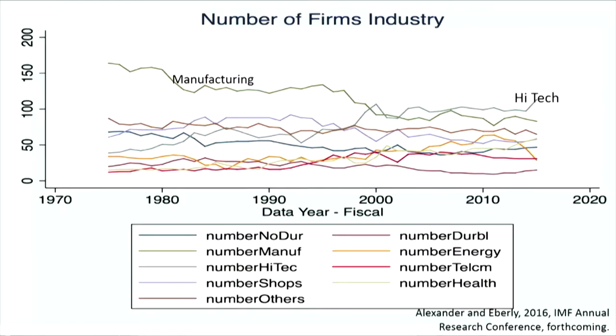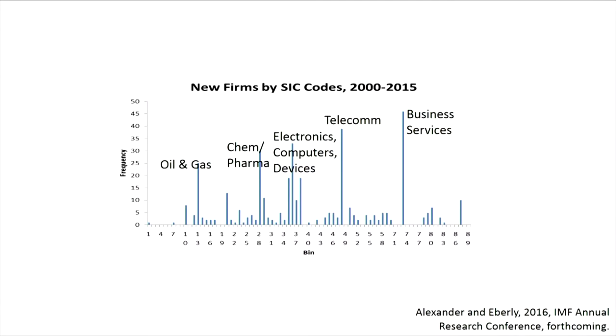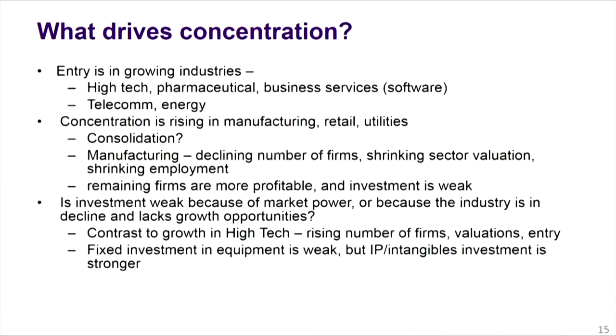You see similar patterns in the number of firms, so it's not only the firm value where you have the shrinkage and consolidation, but also in the number of firms, which you would expect. Okay. Similarly, new entry is in high-tech firms and not in manufacturing firms. So in particular, the largest and most active industries for new entry is business services. Business services, that's the same sector as Microsoft and Facebook. So there's much more activity there.